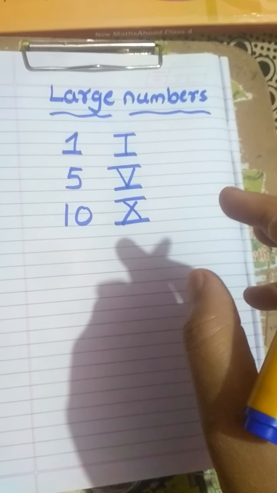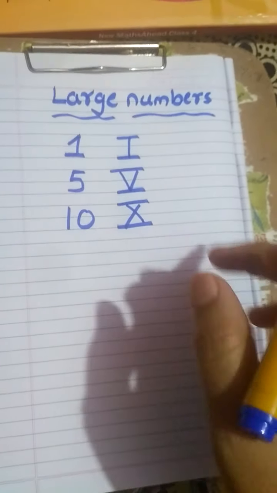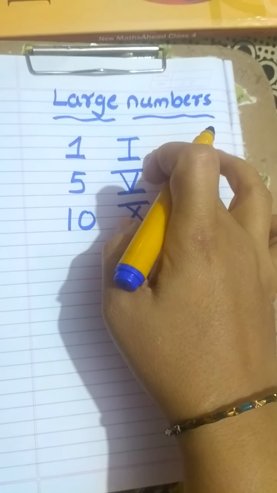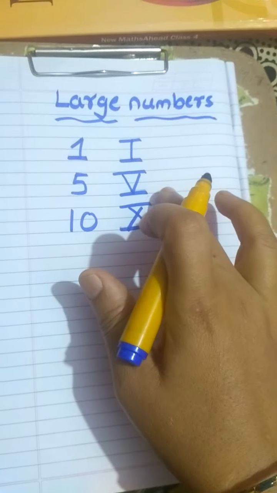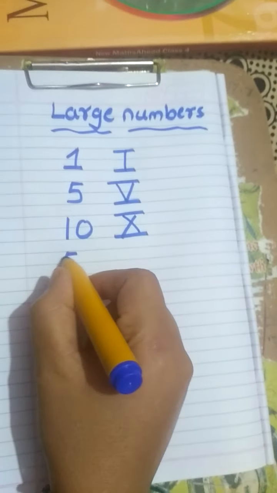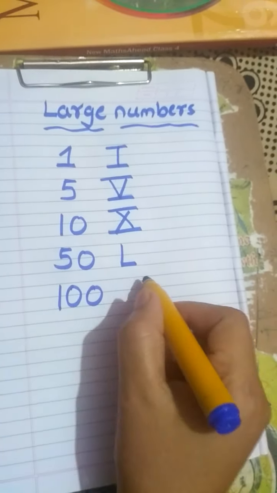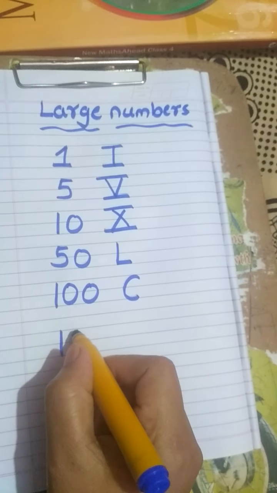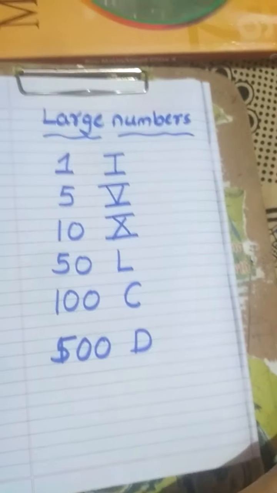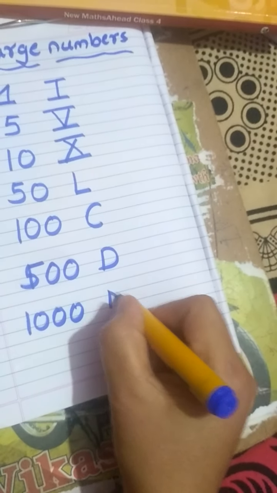In the Roman system, you write numbers by using these symbols. These symbols will represent the given numbers. For 1, we write capital I. For 5, capital V. For 10, capital X. For 50, capital L. For 100, capital C. For 500, capital D. And for 1000, we use capital M.